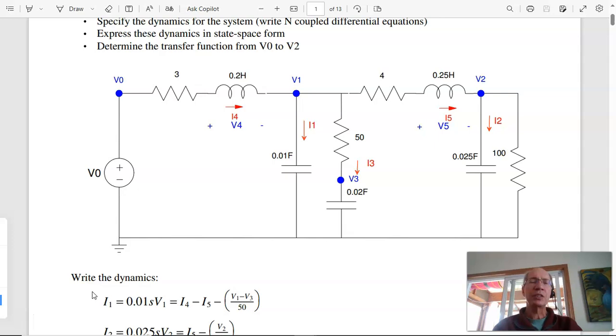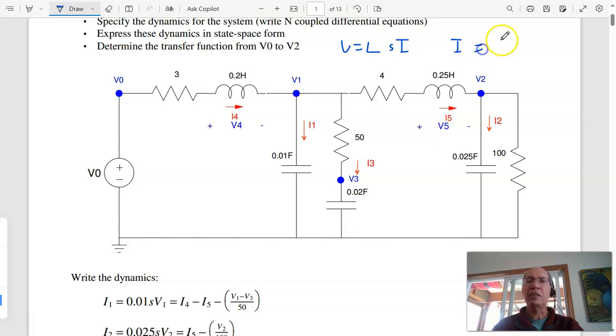For an RLC circuit, the energy is stored in the current in the inductors and the voltage on the capacitors, and the basic equations are that V is L di/dt, and I is C dV/dt, or as my derivative. So every time I have an inductor, I add a first order differential equation. Every time I have a capacitor, I've got a first order differential equation. To come up with the dynamics, if I can specify the voltage and the current, I've got the dynamics.